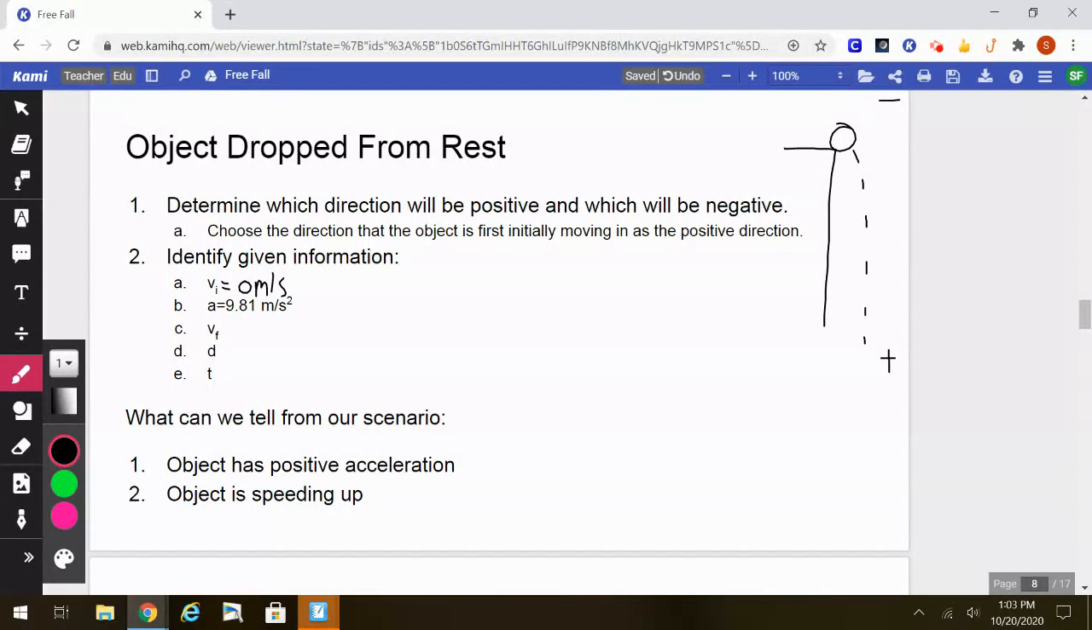What can we tell from this scenario? If I drop something, what happens to it? It speeds up. So if something speeds up, it must be accelerating. Again, if something speeds up, it must be accelerating.